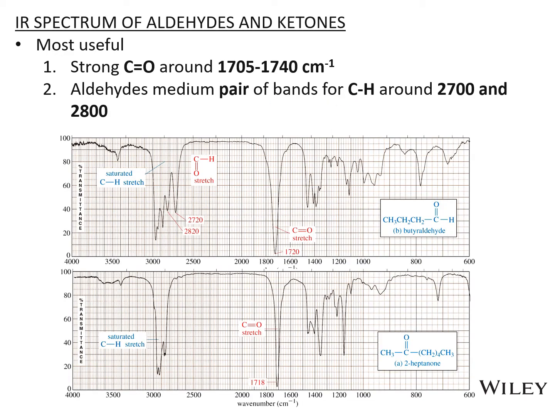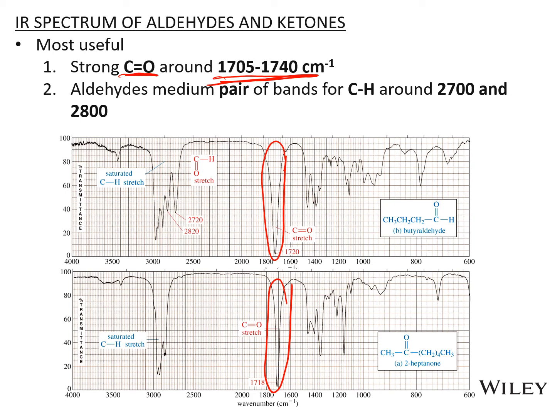Aldehydes and ketones. Now, we've already talked about ketones, but we need to talk about aldehydes. For both aldehydes and ketones, we have strong carbonyl signals between 1700 and 1750. So let's take a look at an aldehyde here and a ketone. So now how do we differentiate an aldehyde from a ketone?